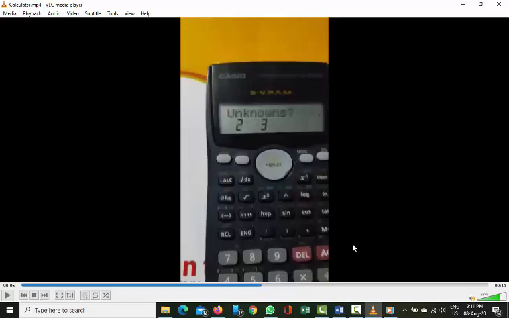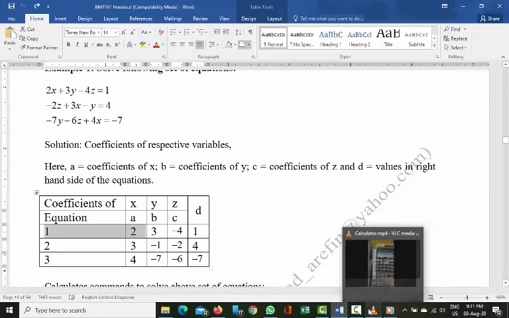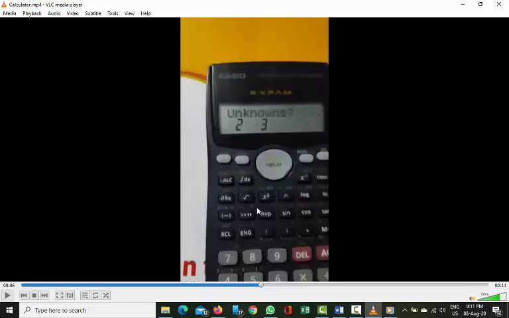The calculator wants to know what is the value of A in the first equation. A1 means this is A and this is 1 means equation 1. So what is the value of A in equation 1? The value of A in equation 1 is 2. So you will press 2 in your calculator now, and then press equal.